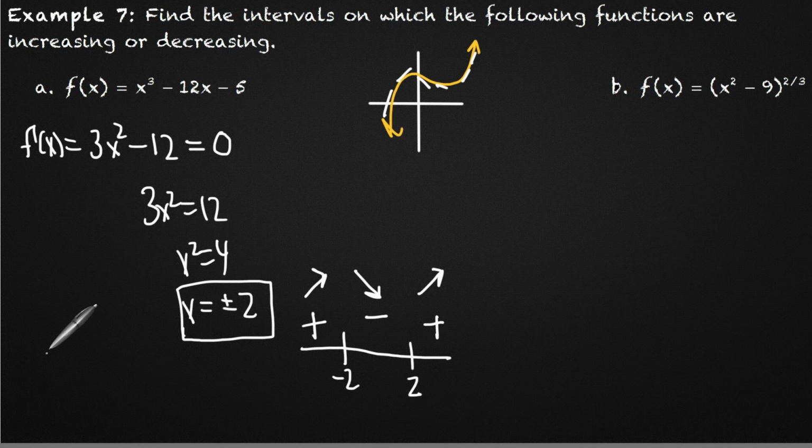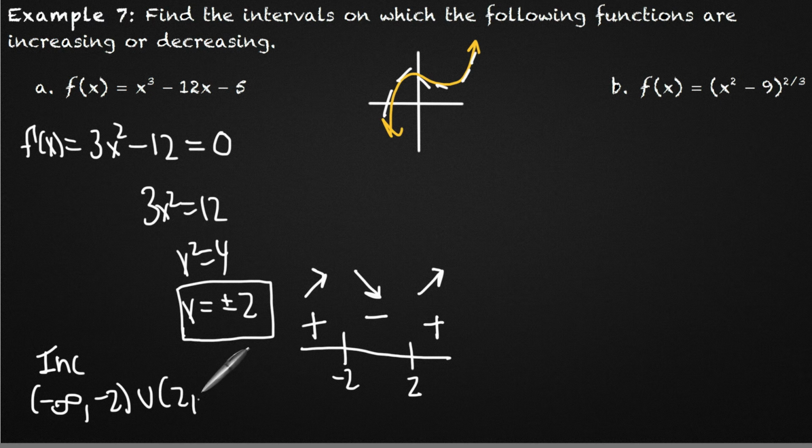So you'll say, in interval notation, it's increasing from negative infinity to negative 2 in union with 2 to infinity. And then you'll say it's decreasing from negative 2 to positive 2. All right, let's see if we can do this same problem over here in letter B.